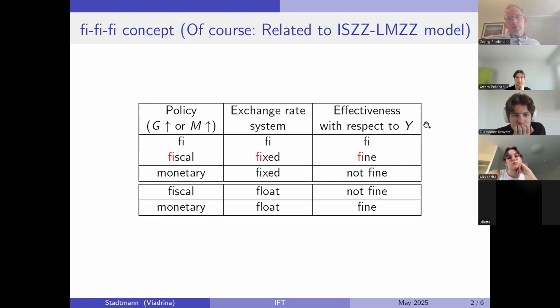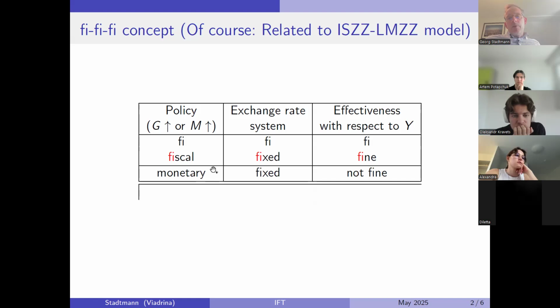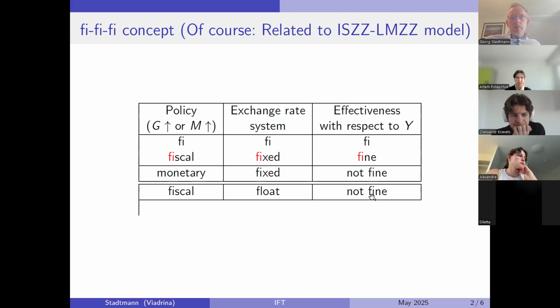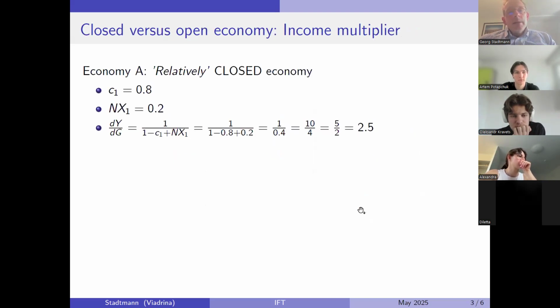Great. Any questions to that? So once more, FIFI: fiscal fixed is fine, and then the other policy is not fine. And when we switch the exchange rate system, then fiscal in a floating system is not fine, because of the exchange rate induced crowding out effect. Then monetary policy works because we have a depreciation of the domestic currency and a crowding in effect. Great.